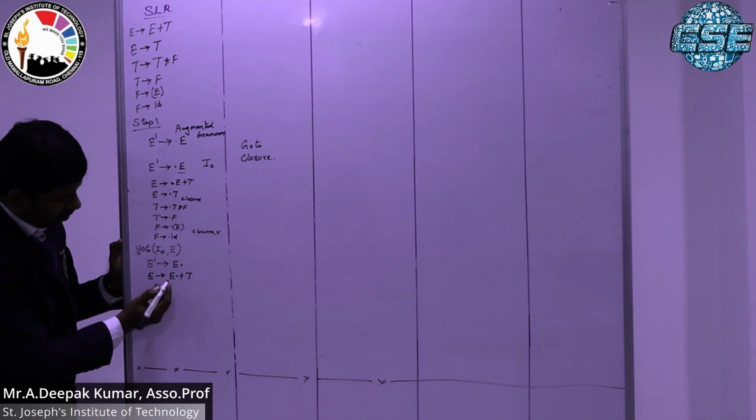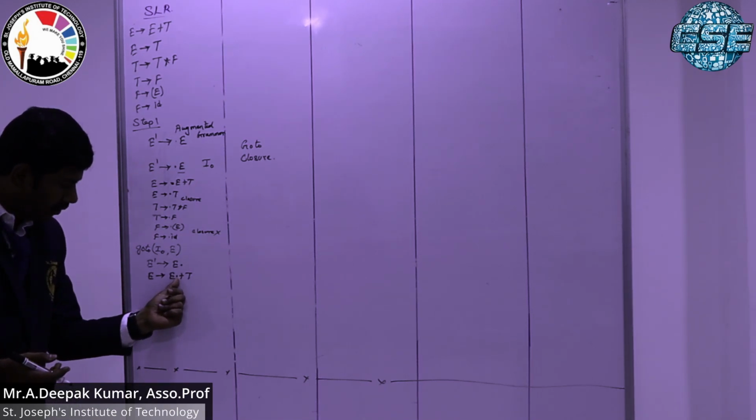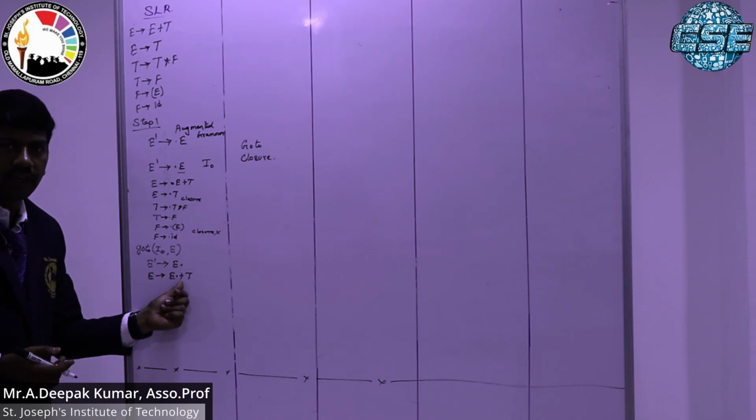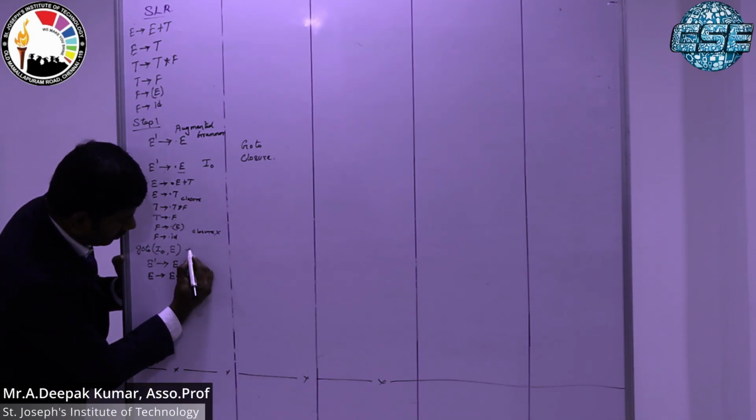Now I will check whether any closure is applicable. To check for closure, after the dot I should have a non-terminal. Here we have a terminal symbol, plus, so closure is not applicable here. That's all, this is over. Now you can name this I1.